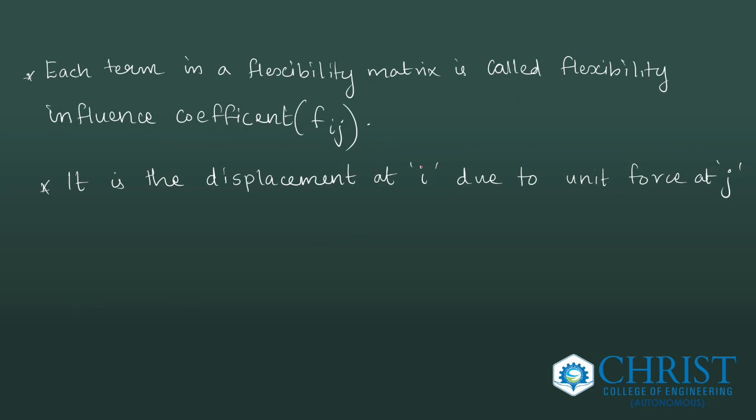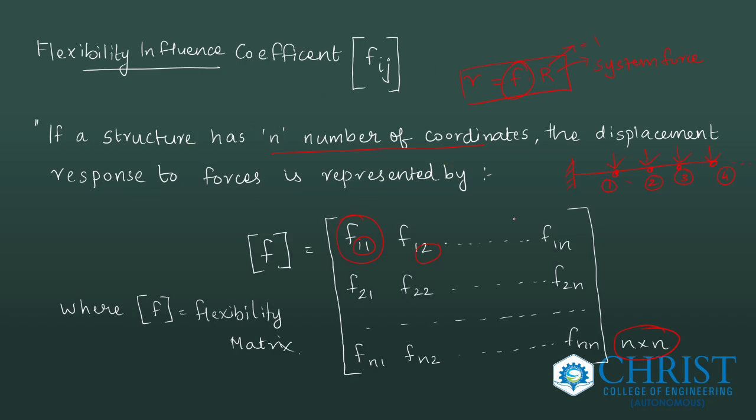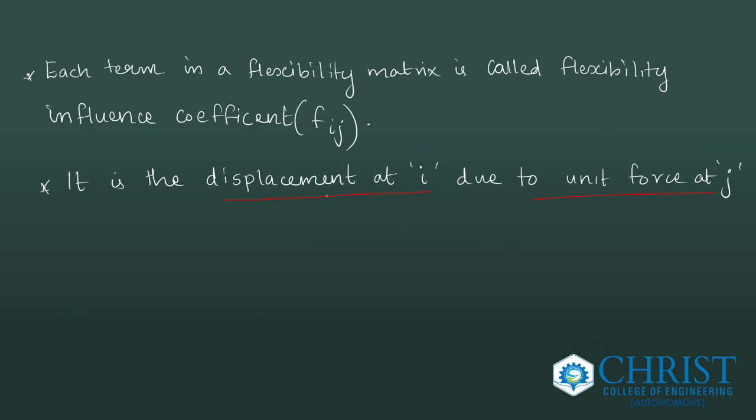So let's see. It is a displacement at I due to unit force at J. So in this case, if I take F12, it is displacement at the first position due to a unit load at the second position. So see here, it is displacement at I due to unit force at J.